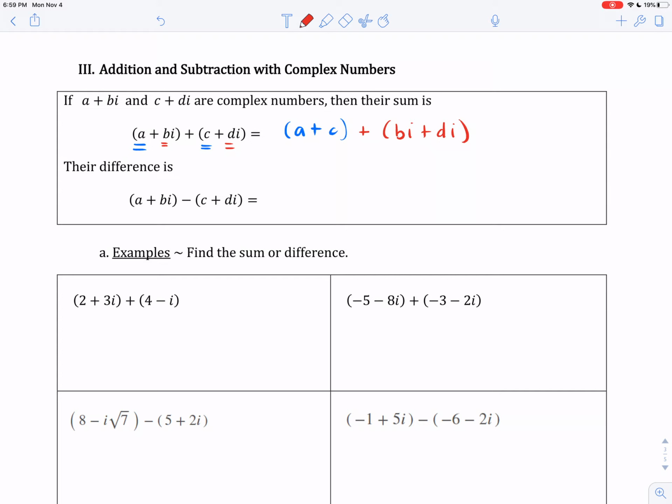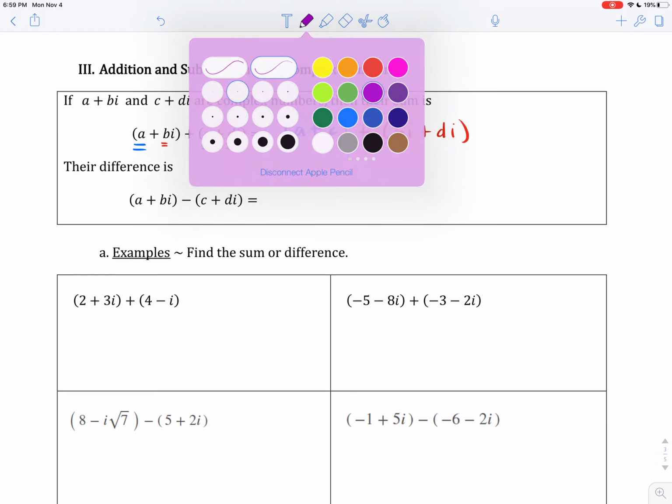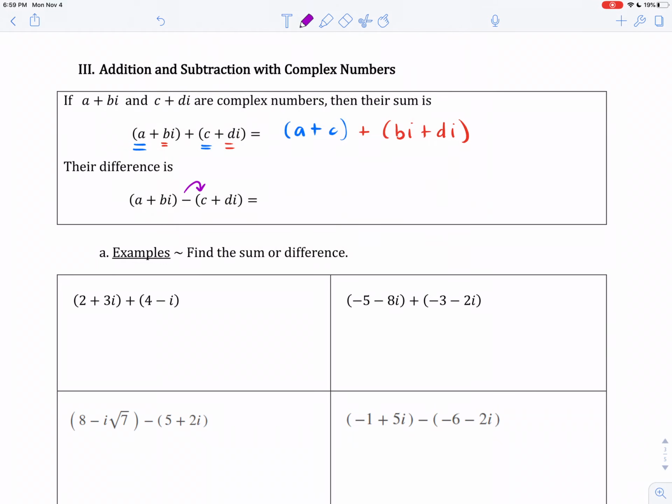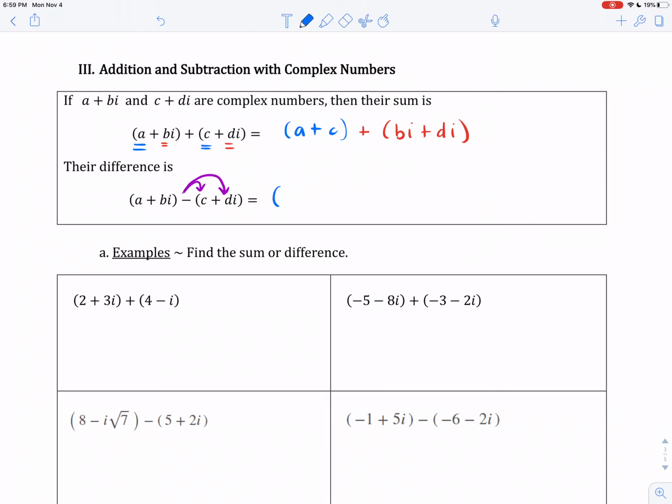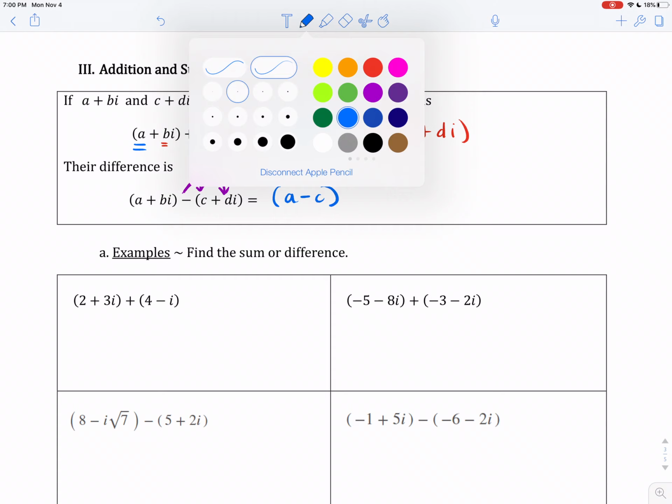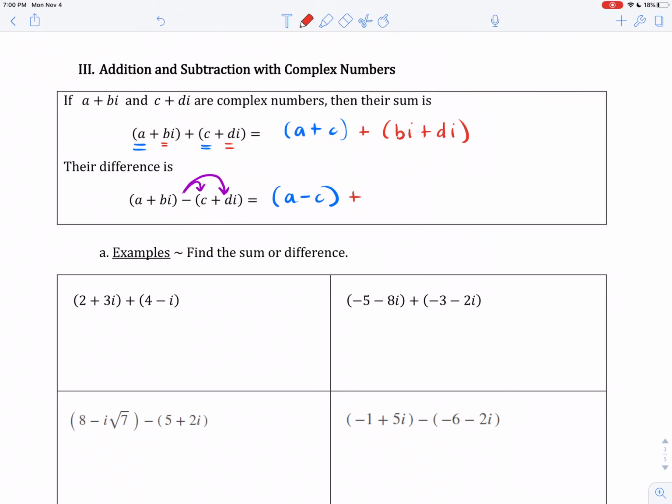All right, and it's going to work the same with a difference, but you do have to remember when you have a difference that you have to distribute that negative. So this is going to be like subtracting c and subtracting di. But as long as I note that, then again, I'm going to subtract the real parts. And then I'm going to take the imaginary parts, and I'm going to subtract them as well.